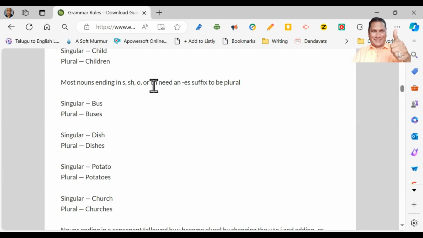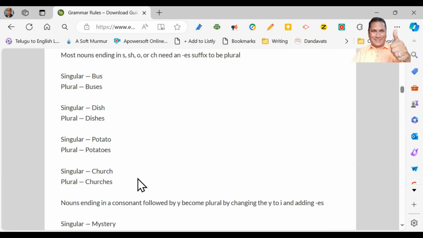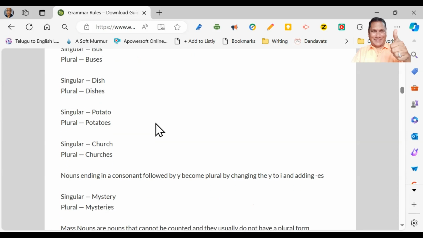And if the noun word ends with ch, if you want to get a plural to it, you have to add es. Here the examples given are potato, potatoes, church, churches, bus, buses, dish, dishes. And this is how we get plurals for singular nouns.